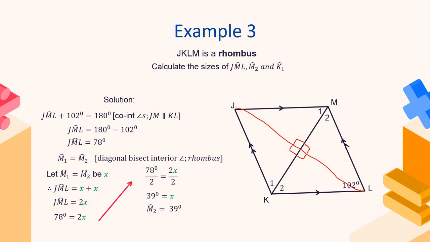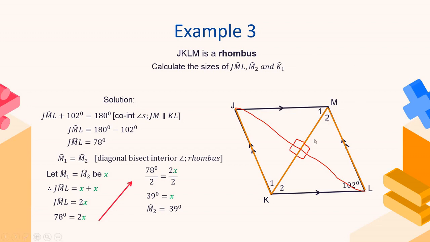Fantastic. So now we just have to calculate one more unknown, which is K1. And remember we discussed earlier the fact that ML is parallel to JK, therefore the alternate angles are equal. So that means M2 is equal to K1. So now is our time to use it. So there I highlighted it in orange. A tip for you everybody is that when you're working with geometry problems, always use color. It really helps to see certain information much more clearly.